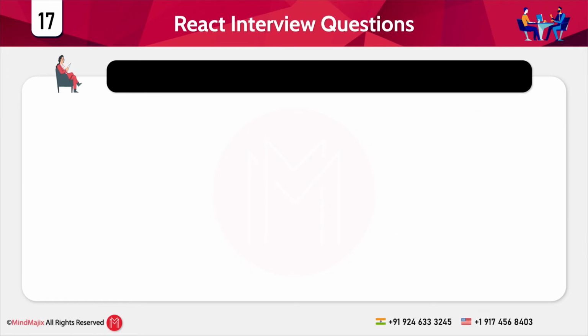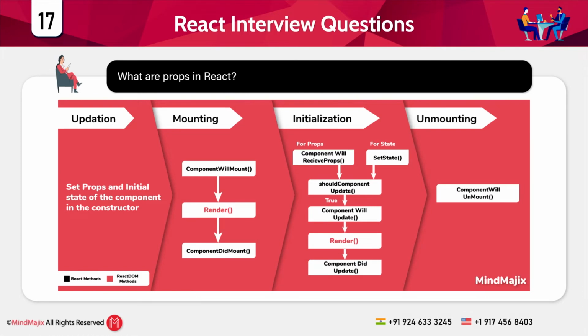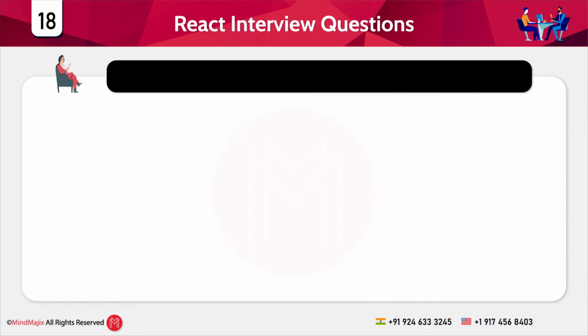The next question is, what are props in React? Props stands for properties in React and is used for passing information from one component to another. The data with props is passed in a unidirectional flow, that is one way from the parent to the child. Apart from this, props are read-only data, which means child components cannot change the data coming from the parent. The next question is, what are the differences between state and props?